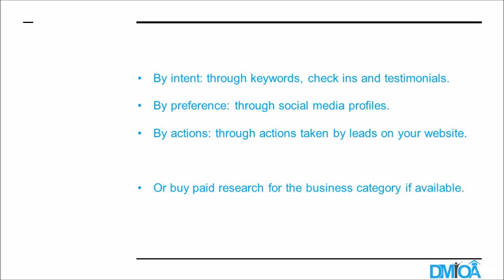By preference, we see what they like, dislike, or prefer through the social media profiles. And by actions, we see how they react to a website, or what their behavior is on a website or on your profile, or the reaction to an ad. Otherwise, you can also buy paid research for the business in your category if it's available, but it's slightly more expensive to do that, and the information is never first hand.